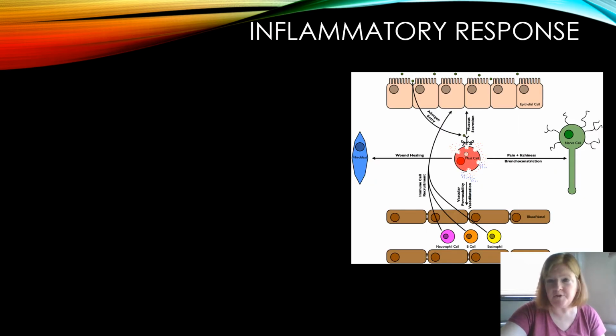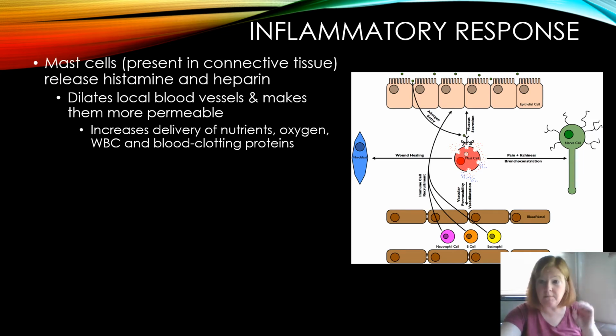What is the inflammatory response? We talked about this a little bit earlier with mast cells. So mast cells are present in connective tissue, and they release histamine and heparin. So histamine is the one we're most familiar with, but it dilates local blood vessels. It's going to thin the blood supply there, and it makes the blood vessels more permeable as they're dilated. So it's going to increase the delivery of nutrients, oxygen, white blood cells, platelets, proteins.